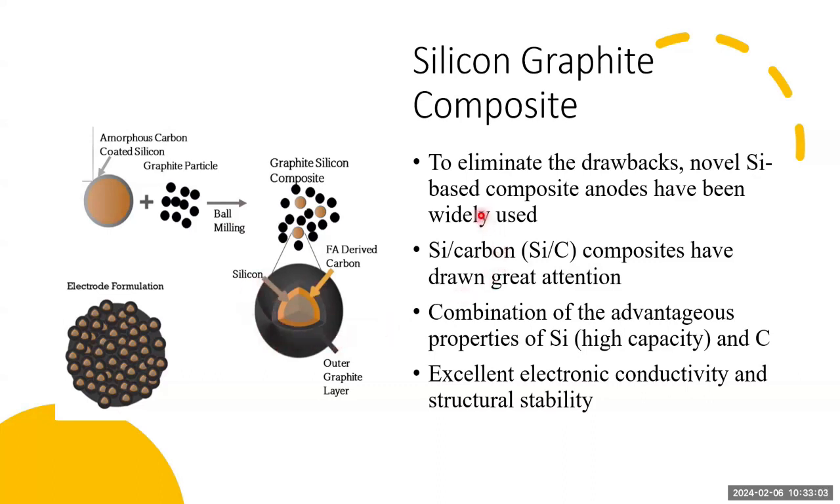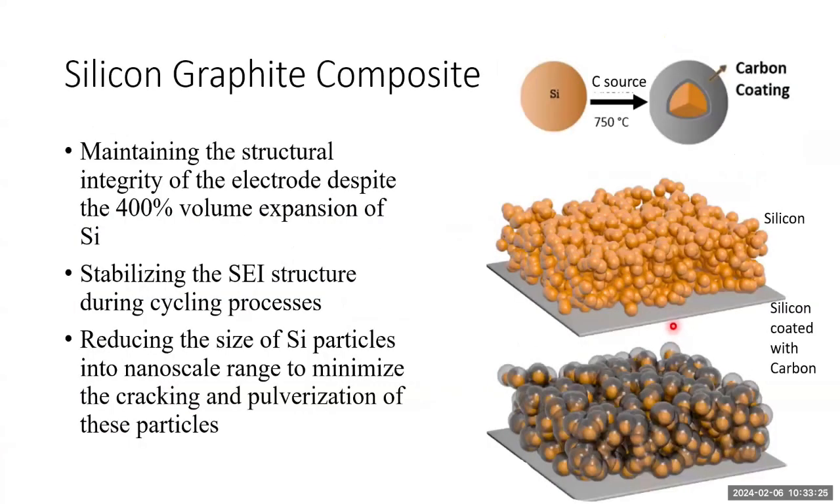So to eliminate the drawbacks that we have just seen earlier, silicon-based composites have been widely used for this reason. It has a very good combination. It has very good capacity, and it has very good electronic capacity. So that's how you make a silicon graphite composite.